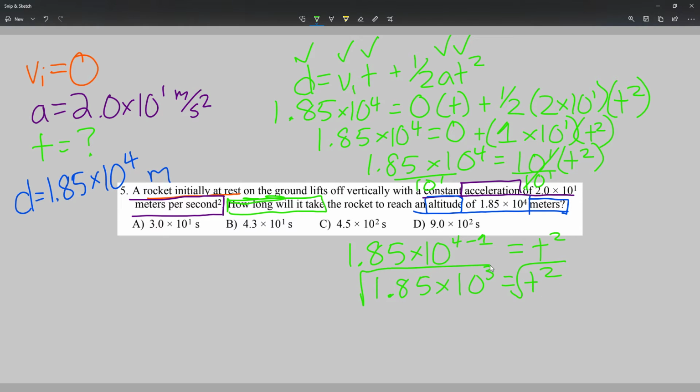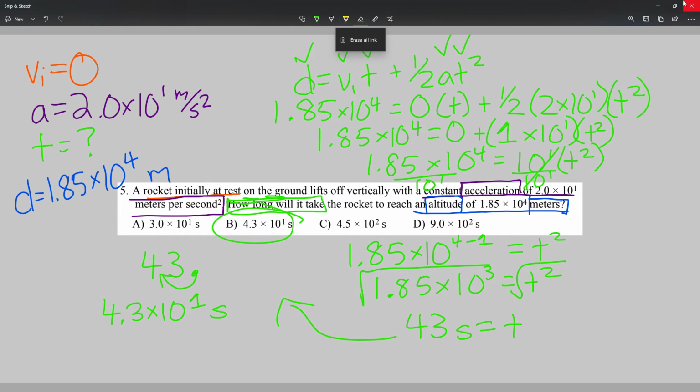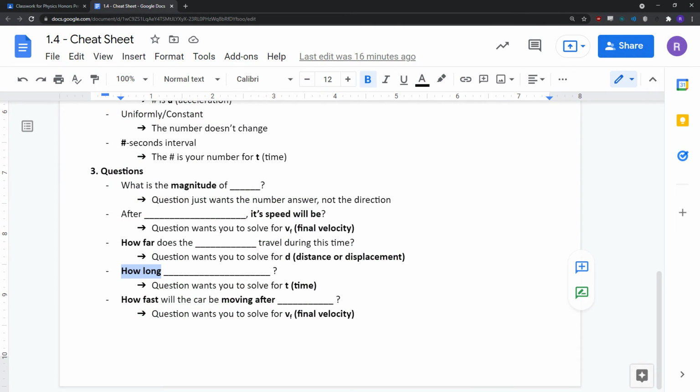We're going to square root this number. When you plug this into a calculator, you get 43 seconds is equal to T. But your answer choices are in scientific notation. So to convert this number to scientific notation, we put a decimal there and move the decimal over one space: 4.3 times 10 to the 1, because you moved it over one space. So the answer here is B. Hopefully that wasn't blinding because I used light green. I'll never use that again. But let's move on.